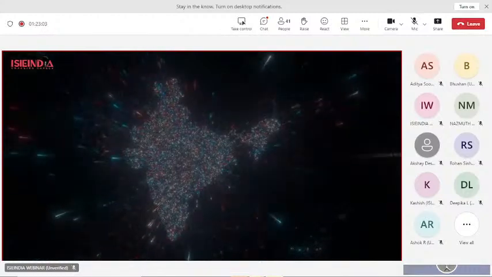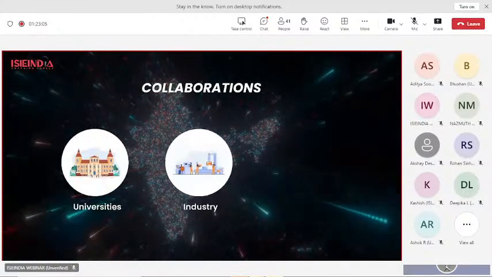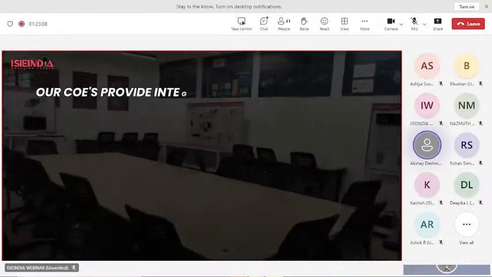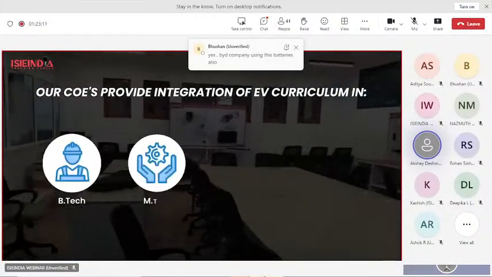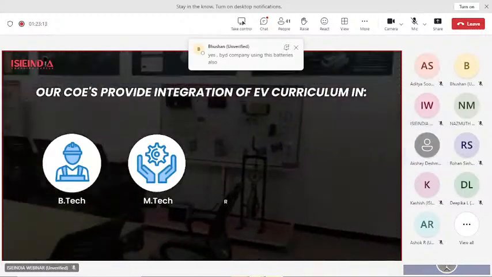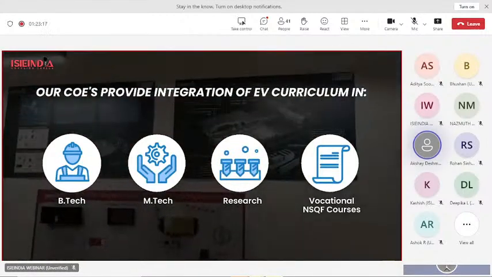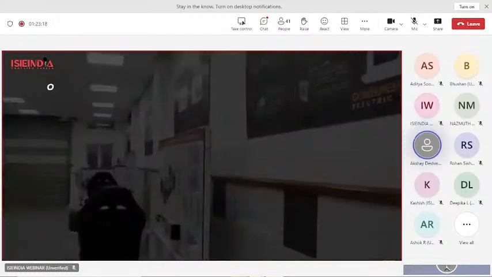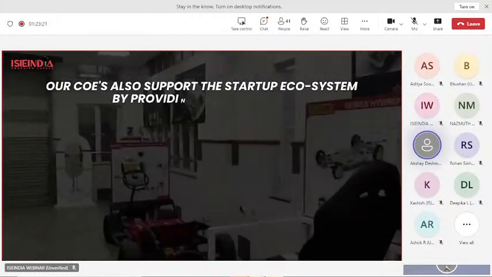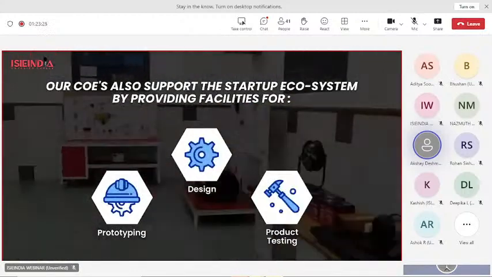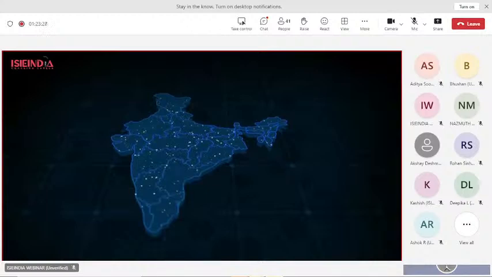These centers are developed in collaboration with universities, industry partners, and government entities. Our COEs provide integration of EV curriculum in BTech, MTech, and other academia programs. Research and vocational NSQF courses align with the national education policy. Plus, our COEs also support the startup ecosystem by providing facilities for design, prototyping, and product testing. Our labs are making a difference.